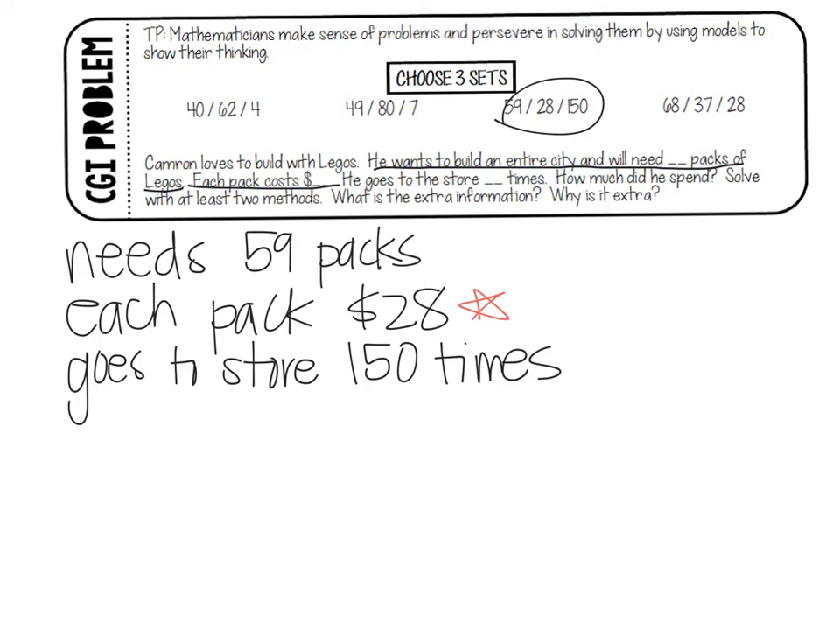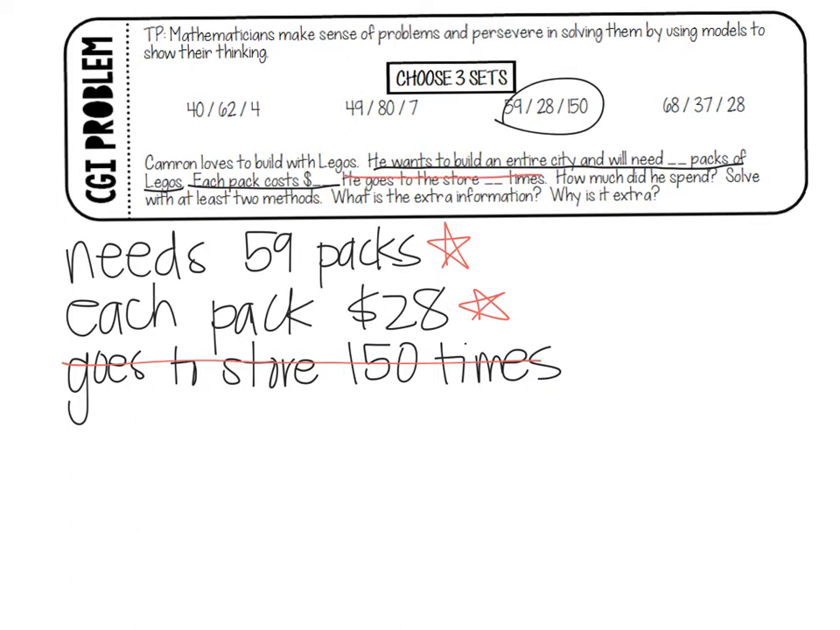If I need to know how much he's spending, what's he buying? He's buying packs of Legos. So do I need to know how many packs he buys? Yes. To know how much he spent? Yeah, that makes sense. Do I need to know how many times he goes to the store? Oh, no. No, why not? Because does that tell me about what he's buying? No. So I don't need this. This is extra information.